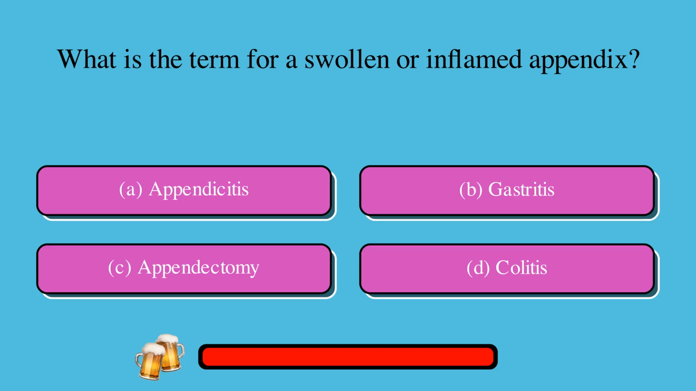What is the term for a swollen or inflamed appendix? A. Appendicitis, or B. Gastritis, or C. Appendectomy, or D. Colitis? The correct answer is A. Appendicitis.